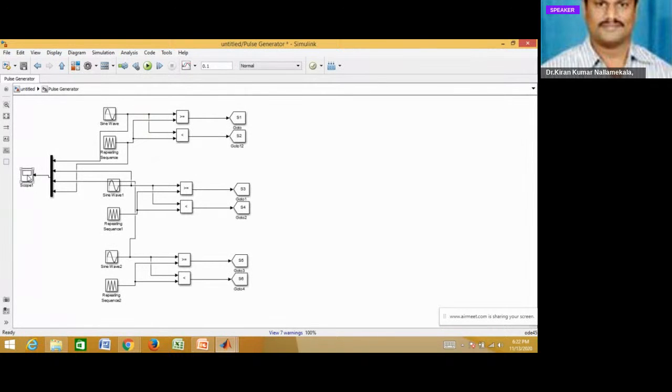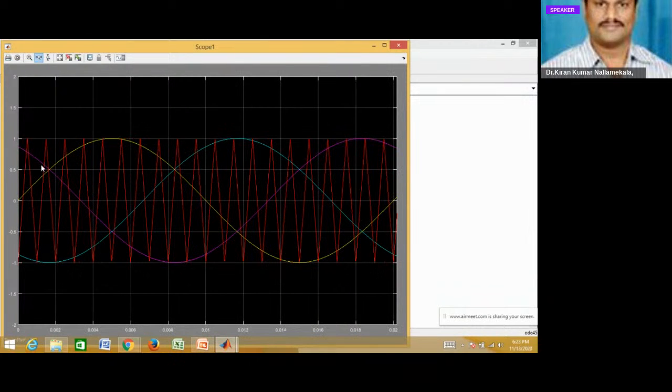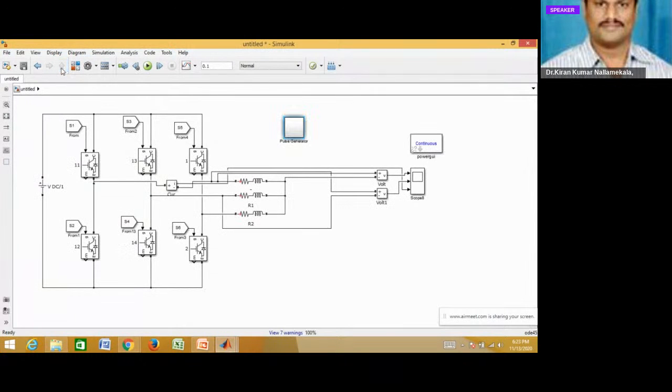Yes, now click on this. You will see 3 phase sine waves. That means all sine waves are correctly taken. All 3 phase modulating signals are correctly taken, and the triangular wave is also designed for 1 kilohertz. So there is no problem in selecting the gating signal.